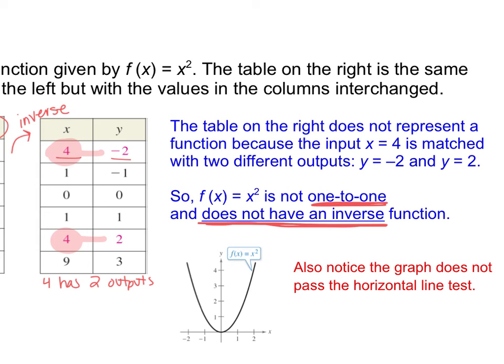And then notice, like we talked about as well, it does not pass the horizontal line test for the parabola. If you draw that horizontal line, it's going to cross twice. So that tells you as well it's not one-to-one and it does not have an inverse.